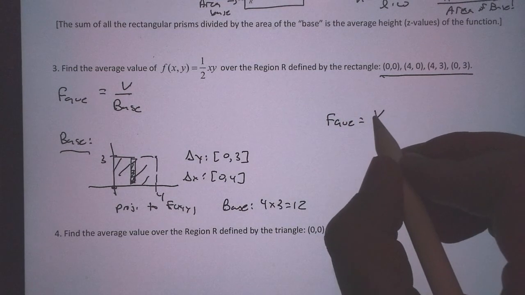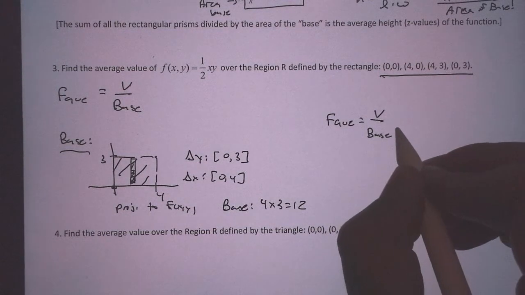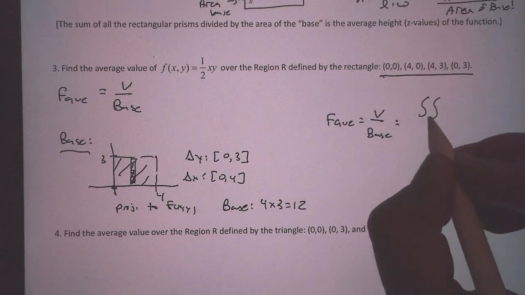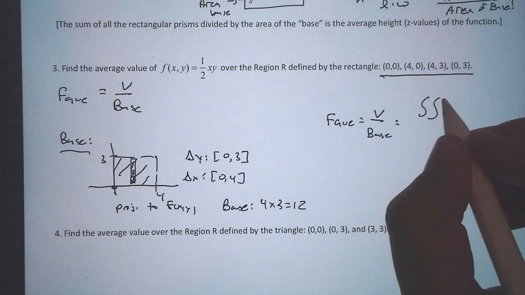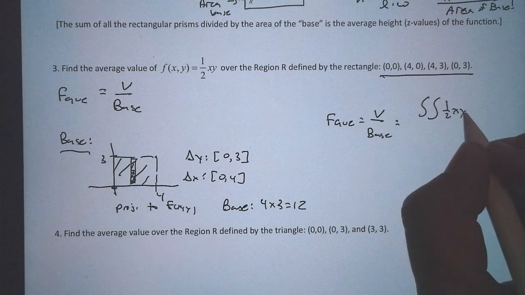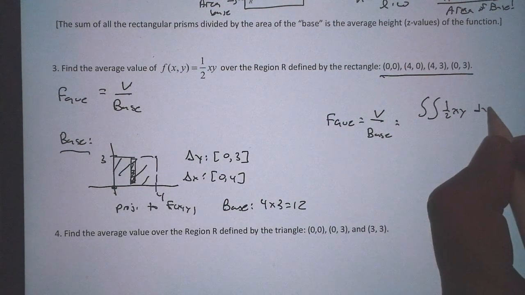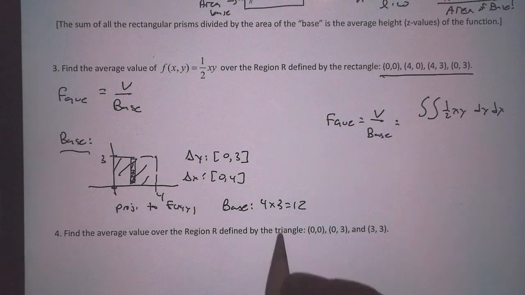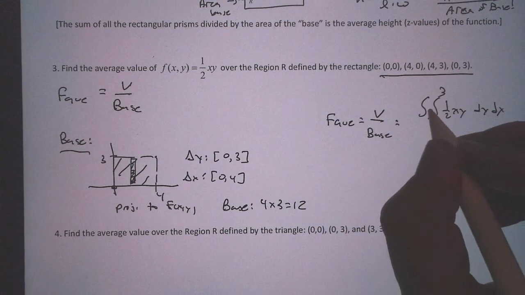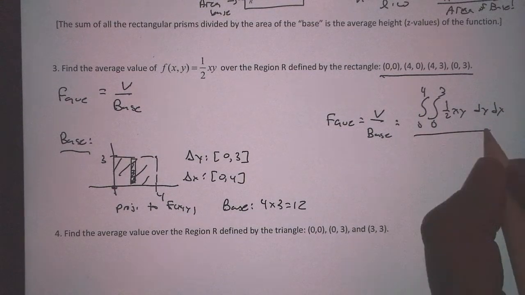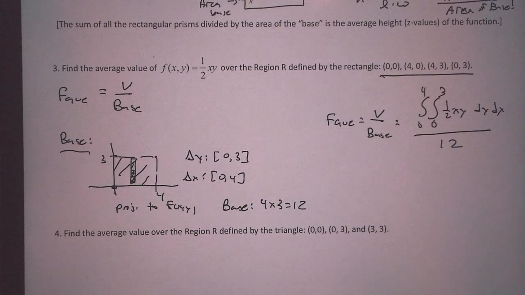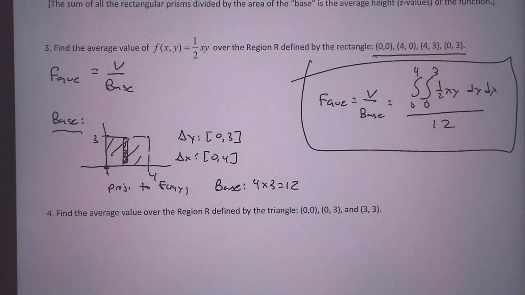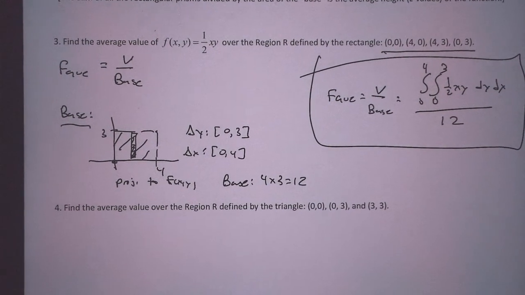So how do I get my f ave? Well, remember, it's volume divided by the base. So my volume is my double integral, which we've been working on, of 1/2 x y. I did dy dx, so I did y first because I started vertical. I do y first. My y's go from 0 to 3, my x's from 0 to 4, and I divide that by the area of my base. And that is how we get our average value. You can type that in your calculator, or if you're bored, solve it by hand. You should be able to solve it by hand. That's not a bad one right there.